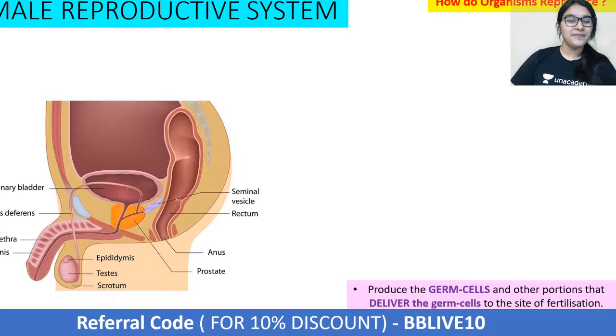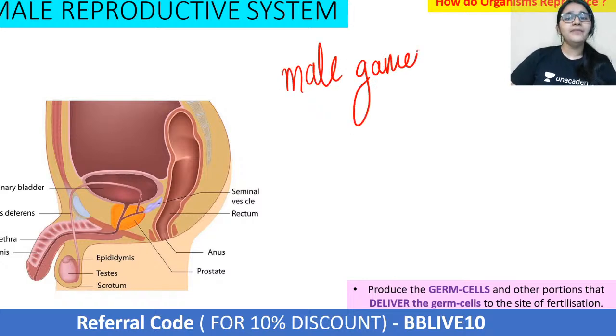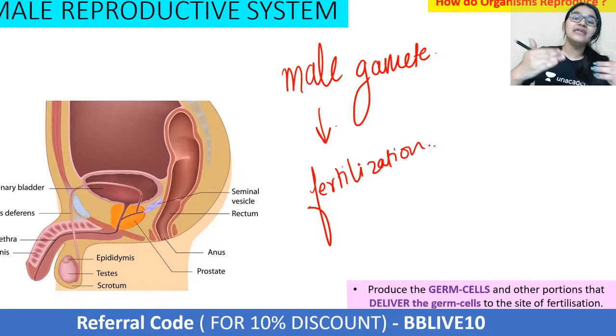But what is the main function of the male reproductive system? Ki bhaiya ji, what should be there? I have a male gamete, right? Yes, there is a male gamete, and that male gamete needs to reach the female body for the fertilization to happen, right? So that the species can continue forward. Yes, and that is the exact amazing, most important function of the male reproductive system, to deliver the germ cells to the site of fertilization.